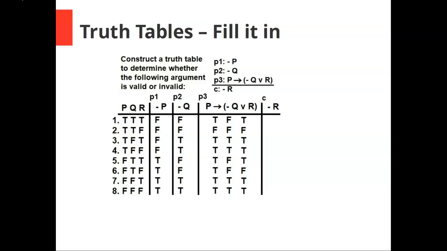Now we can fill in the conclusion, not R. That is simple as well. You take the R column. Every time R is true, not R is false, and vice versa. Now we just have to evaluate our truth table.